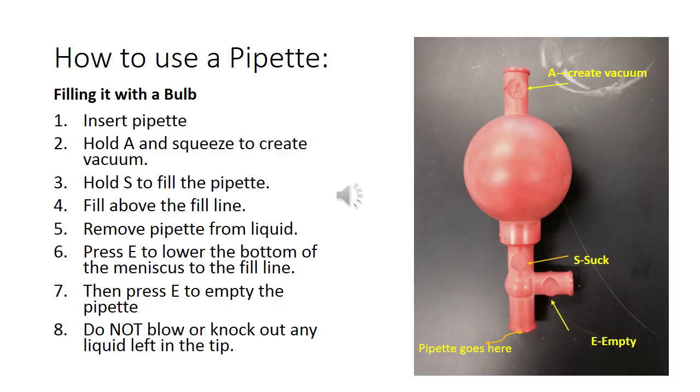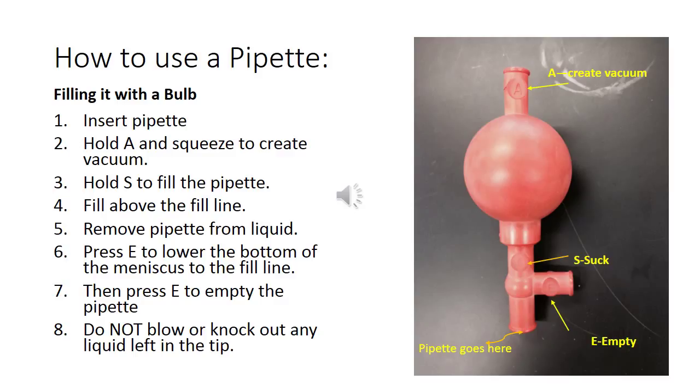Here's a picture of your bulb, and you'll notice that you have 3 buttons labeled A, S, and E. They each have their own function. So let's start at the beginning. Your pipette goes in the bottom. It has to go in nice and tight to make sure that there's a vacuum. To fill the bulb, you're going to hold the A button and press the bulb down. This makes your bulb go flat and creates a vacuum potential.